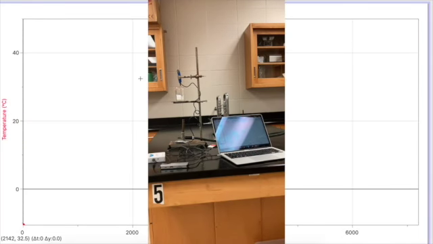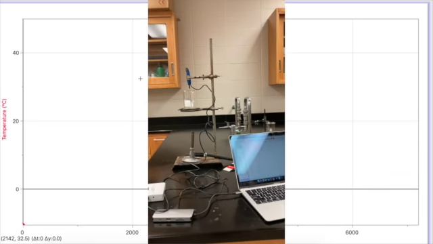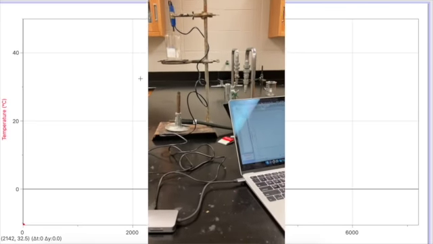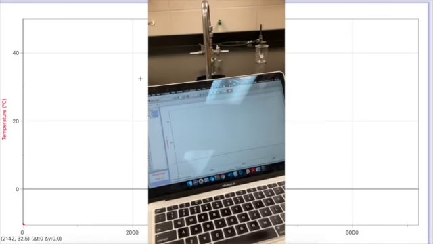So I'm getting ready to melt some ice here and track the temperature and the time just to see how temperature responds as we're going through the process of melting the ice. So I've got a block of ice. It's frozen into a temperature probe actually.